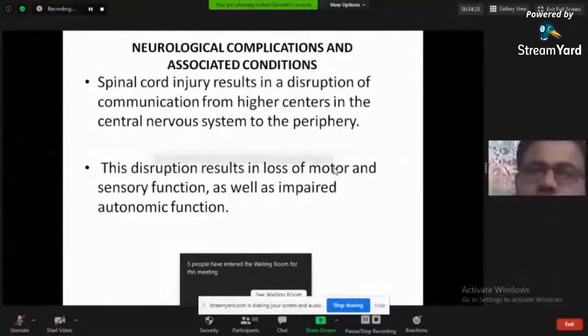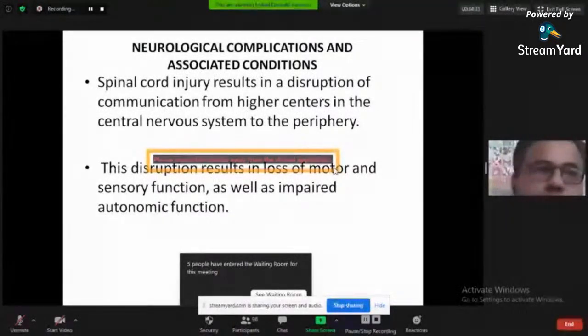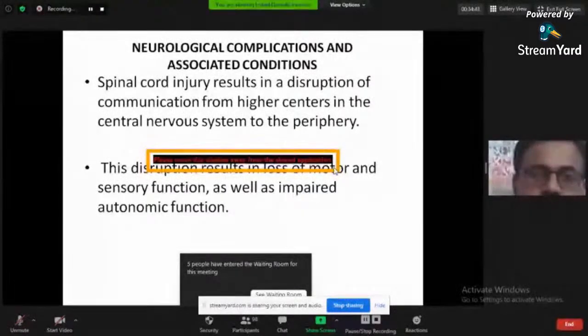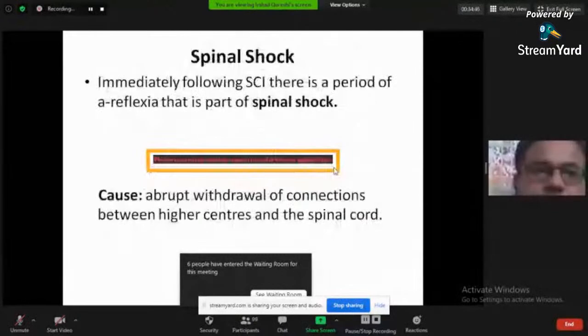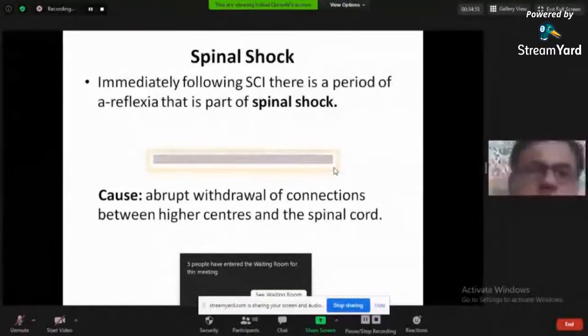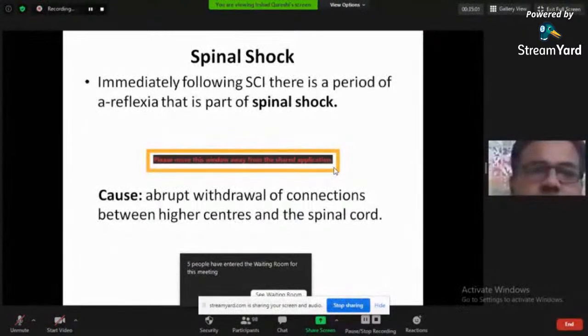And a very notorious character which acts behind the screen is the impairment of autonomic function. So this has a huge impact, and at certain aspects you can call it very dangerous, even fatal. So we are going to talk about this in the later slides. First, we are going to talk about spinal shock. Everyone knows from the third year we start talking about this in the clinical subjects, spinal shock. There is a period of areflexia, which is a part of the spinal shock, and the cause behind this is abrupt withdrawal of connections between the higher centers and spinal cord.